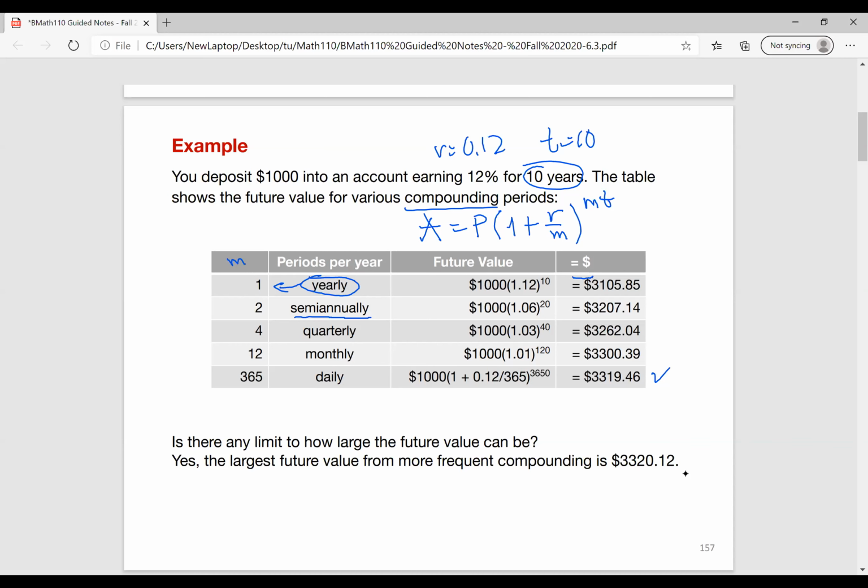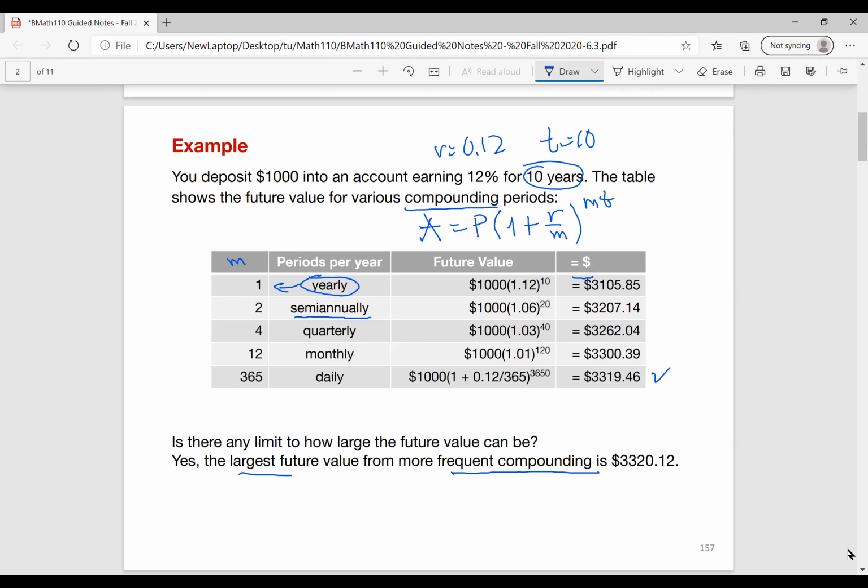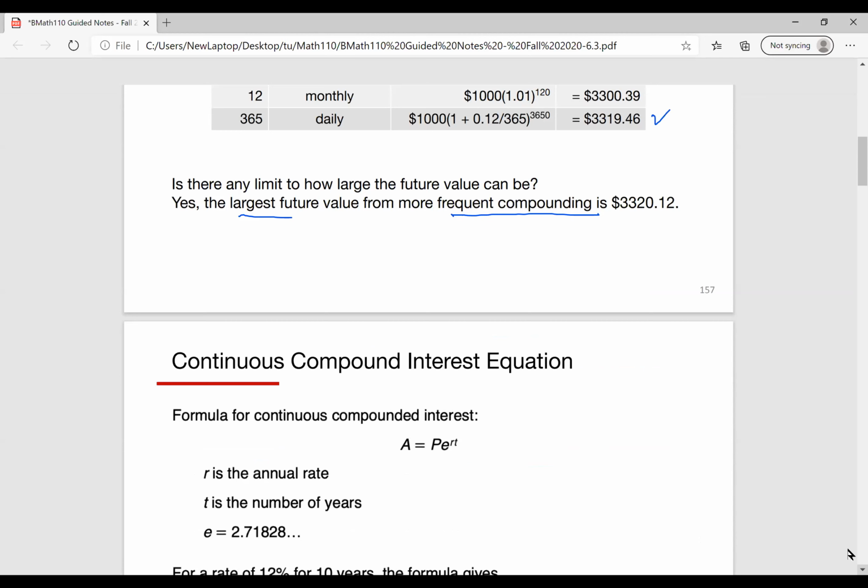And then what's the question? Is there any limit to how large the future value can be? They say yes, the largest future value for more frequent compounding is 3,320.12. Oh, okay. So where is that in here? Let's take a look at the next page.